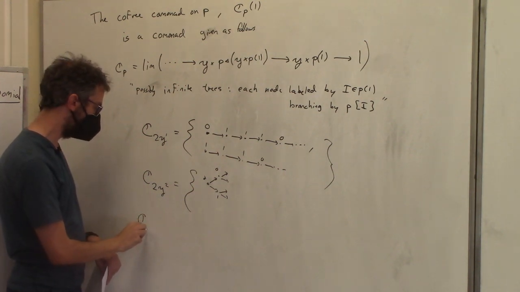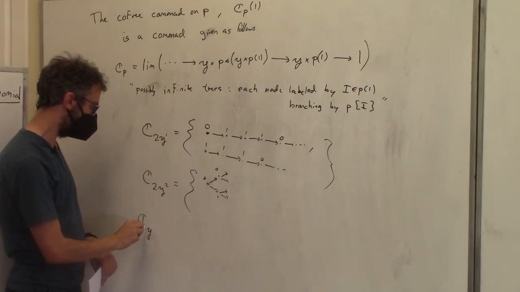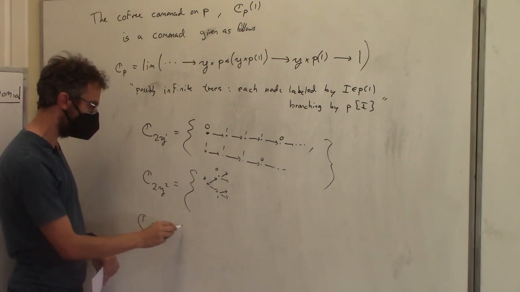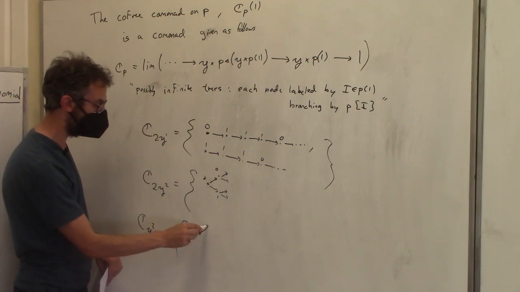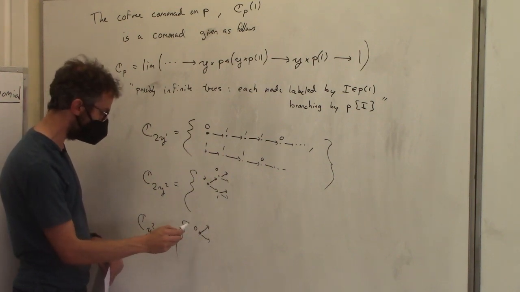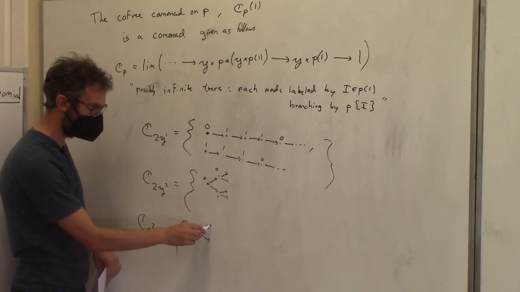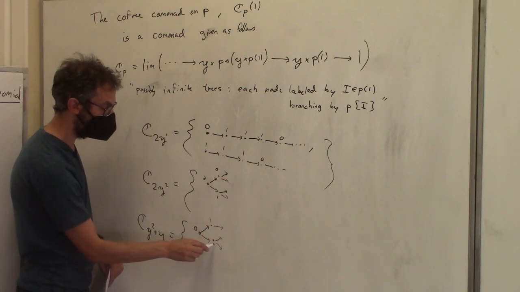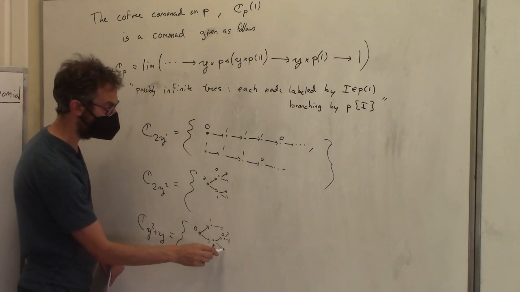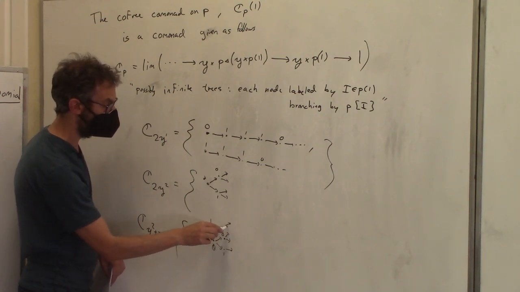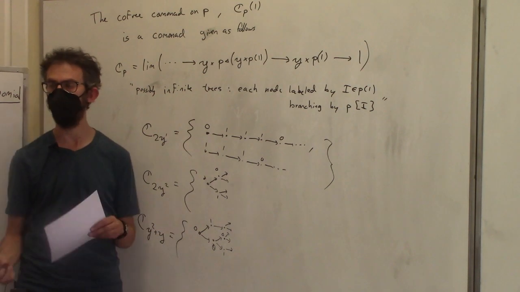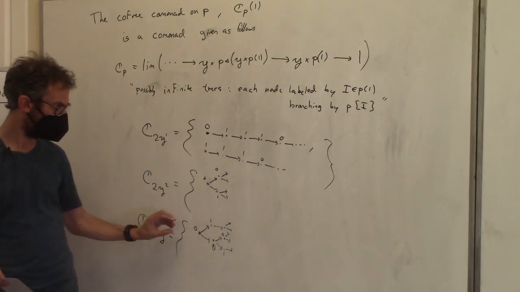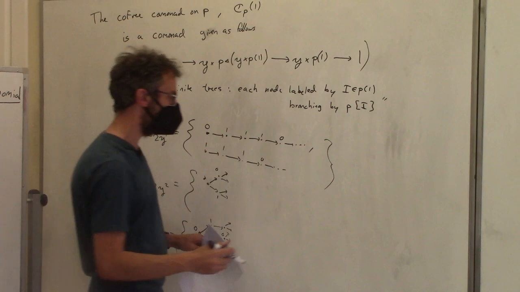C sub y squared plus y would be, you have these branches, you're either 0 or 1. If you're 0, you branch, let's say, and if you're 1, you go straight. Let's say that's 0, that's 1, and it's all possible trees you could write that way.